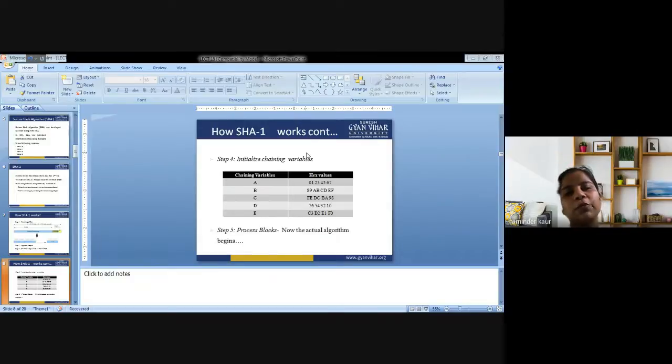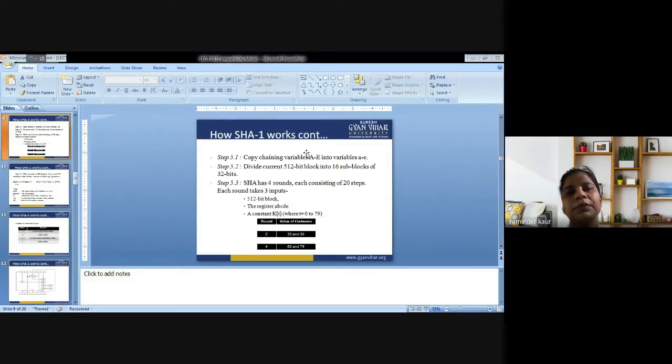So we are supposed to deal with the next step, that is we are supposed to process the blocks. Now the actual program begins. Now the fifth step is converted into various steps. Like you can have a look at the same. The first step of the fifth step is copying the chaining variable of A to E into small a to e. Second is divide the current 512-bit block into 16 sub-blocks of 32 bits. So 16 blocks will be there.